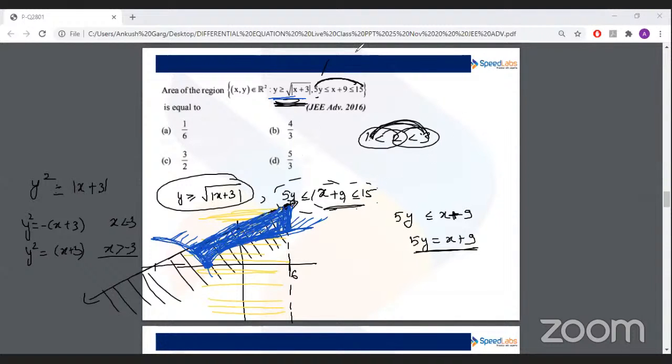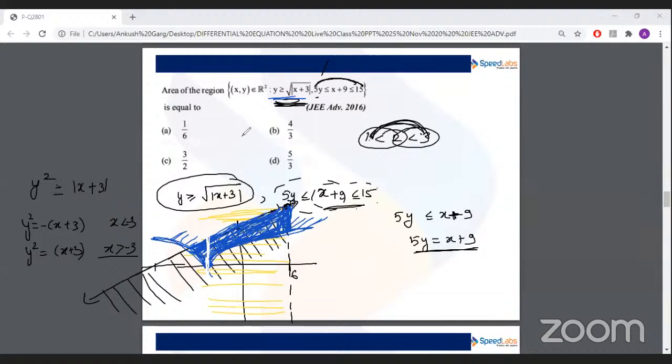Now you can simply integrate it and find the answer. So see how you are going to find the answer. First let us find the area till here, and then we can find this area. Okay, so you have to break the area into two integrations. So first let us find the point of intersections.